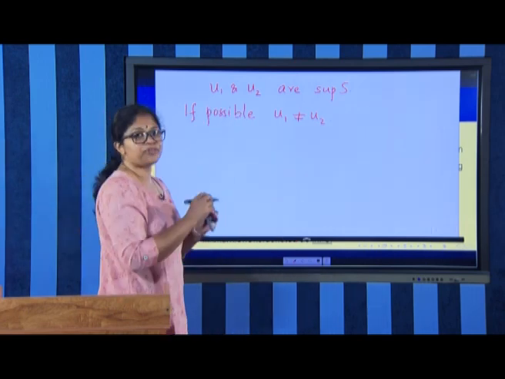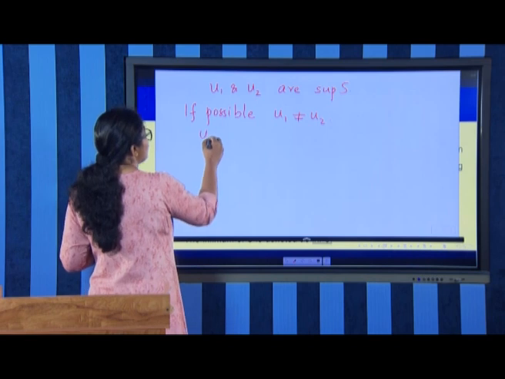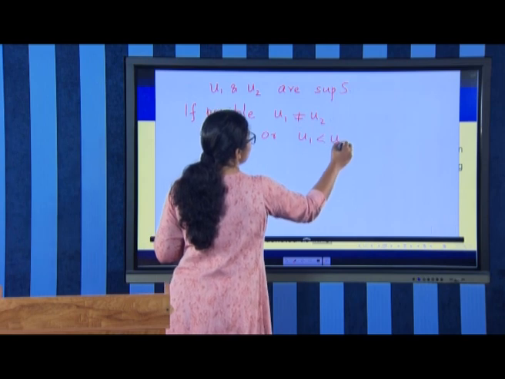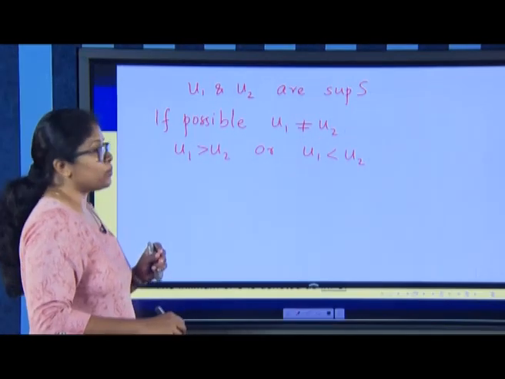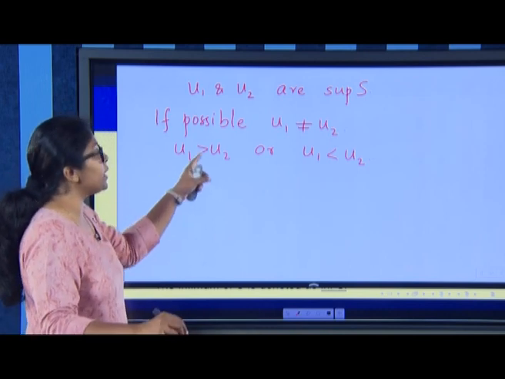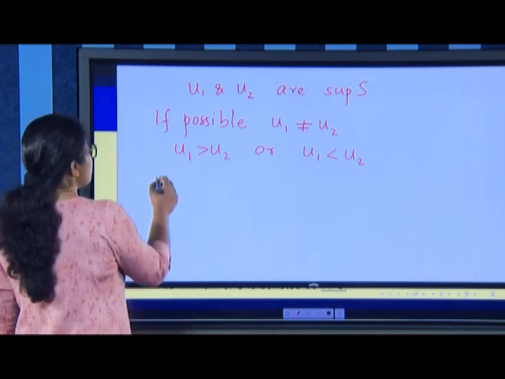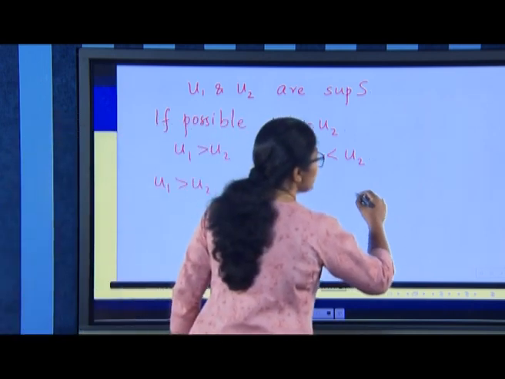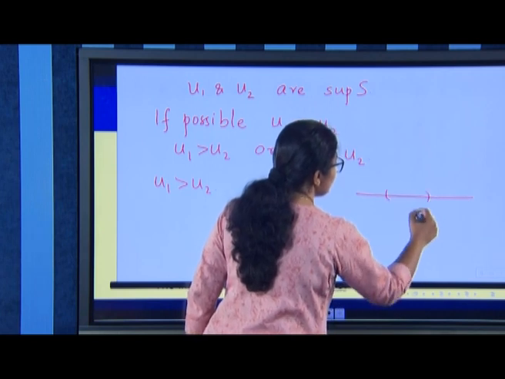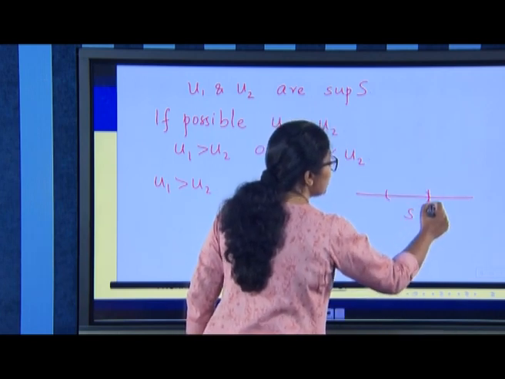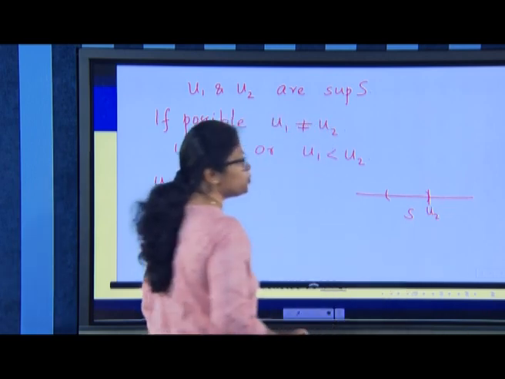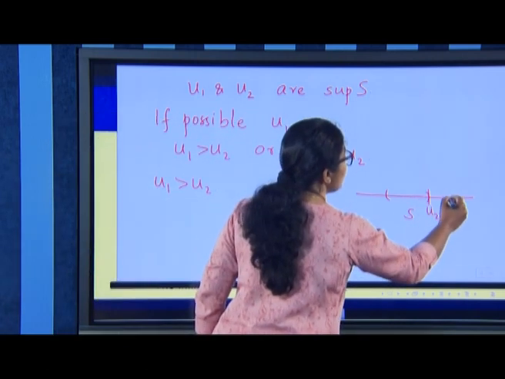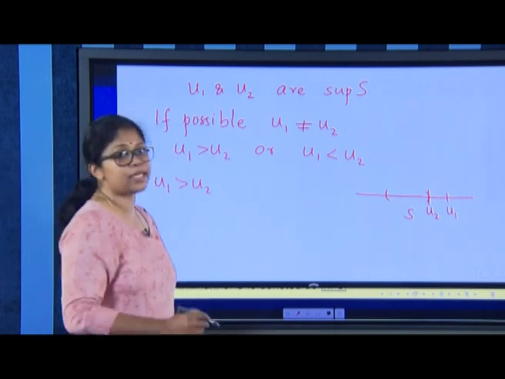Then, by the law of trichotomy, what do we have? Either U1 is greater than U2 or U1 is less than U2. So, suppose we take the condition that U1 is greater than U2. So, if U1 is larger than U2, where is U2 lying? This is the set S. For example, somewhere here you have your U2 because U2 is the supremum of the set S and U1 is greater than U2.